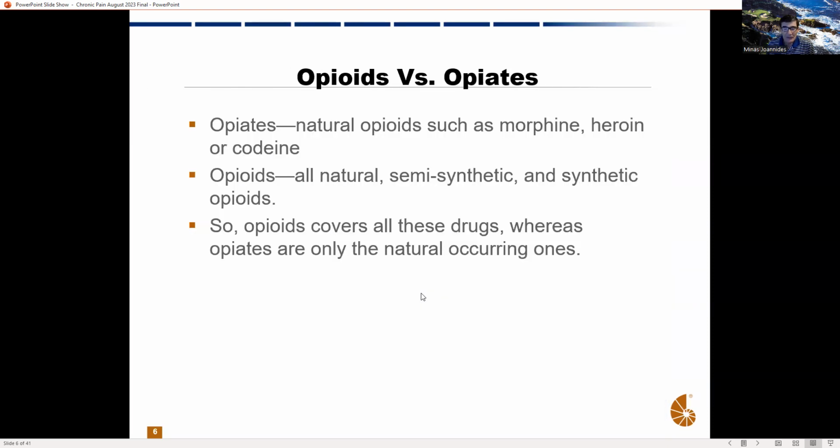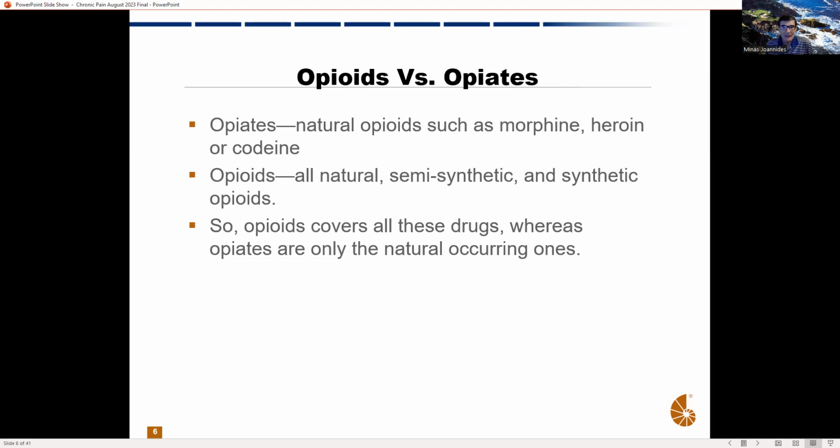So I want to mention, sometimes it's confusing when people are talking about opioids versus opiates. What's the difference? So opiates are naturally occurring opioids, such as morphine, heroin, or codeine. So if somebody says they're talking about opiates, it's those types of medications. Opioids is the all-inclusive word, which includes opiates and everything else.